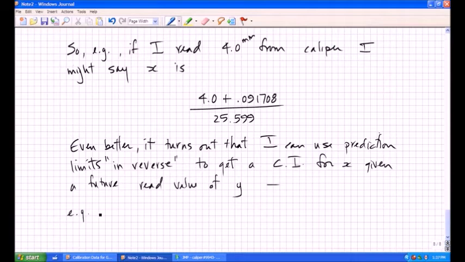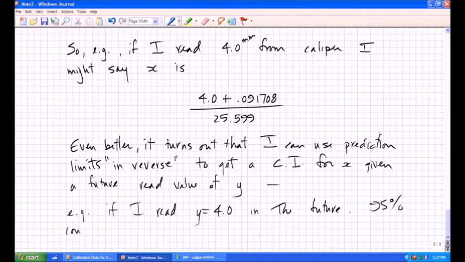So my point is that, for example, if I read Y of 4.0 in the future, 95% confidence limits for X are 0.1, I've already forgotten, and 0.163, I think this is 0.154, and those are in terms of inches. Let me just check that.